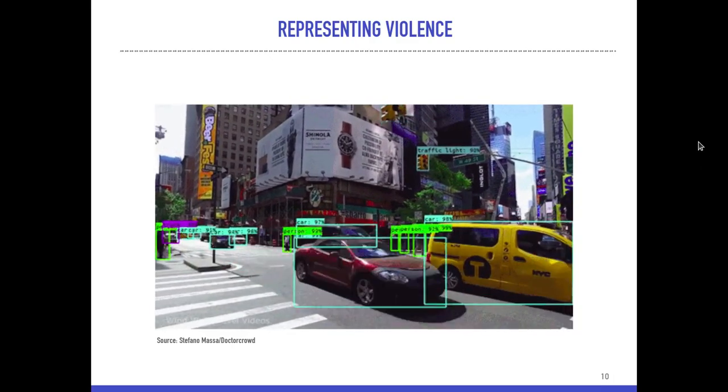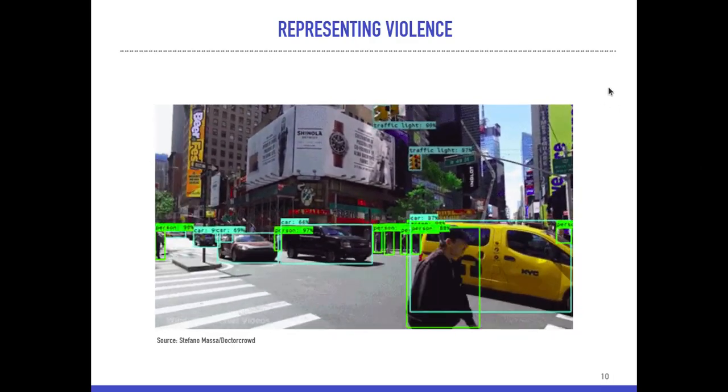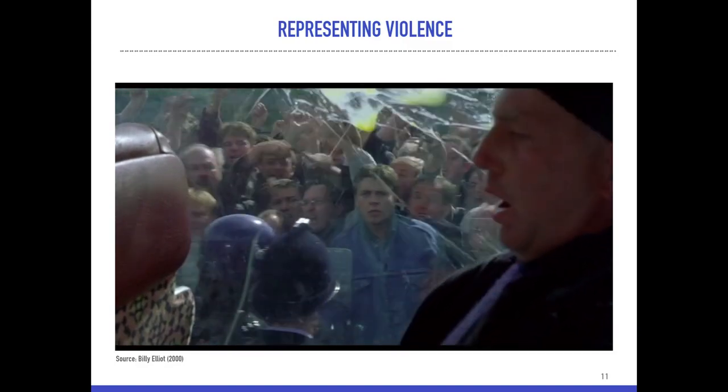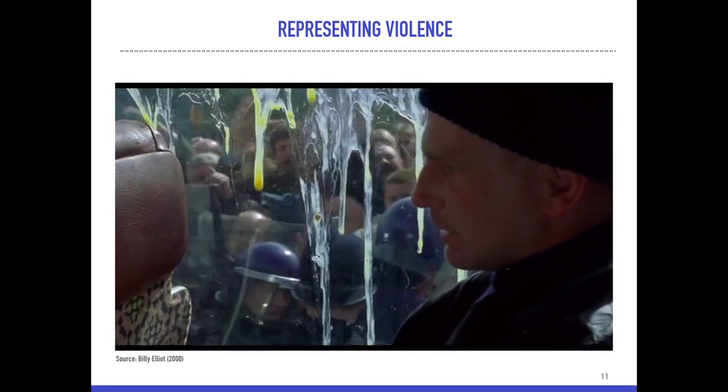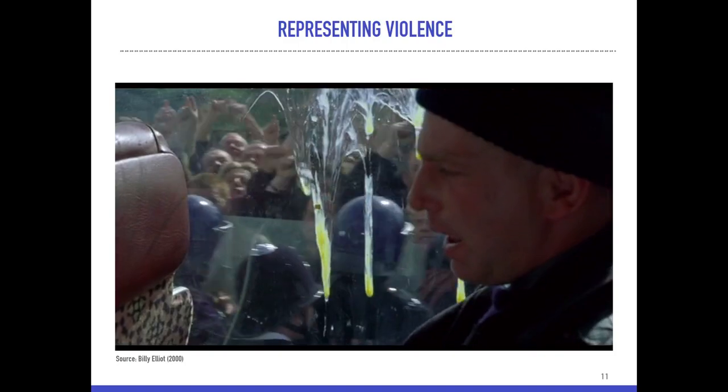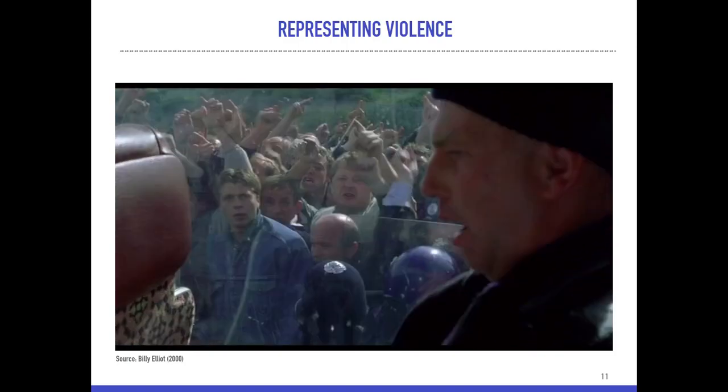So we can describe a fight, but that is not all that violence is. Violence can be an explicit fight or a big explosion, but it can also be something subtle. We classify this scene as a violent scene. At what moment can we consider this scene violent?